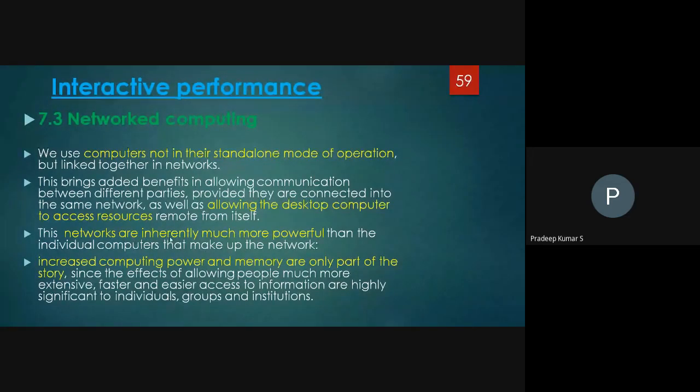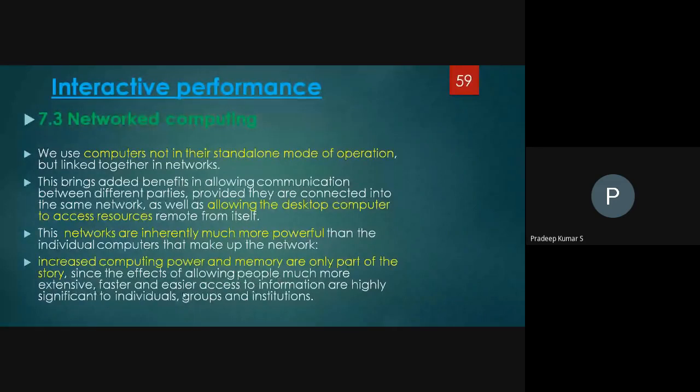Networks are inherently much more powerful than the individual computer. That is the strongest point I told. The weightage of networks is also more. In your PC you have only limited capacity. I'm also having limited capacity in my PC. In between, the server should be the major concern. Then only can proper network flow be maintained. So increasing computing power and memory are not the only part of the story. We are maintaining the memory.